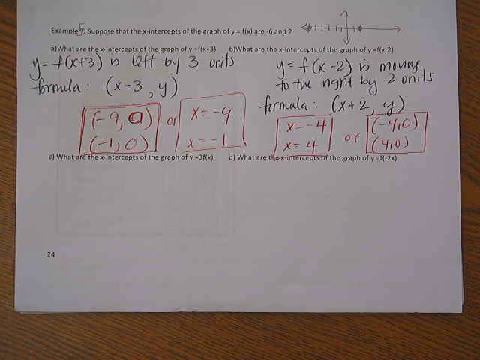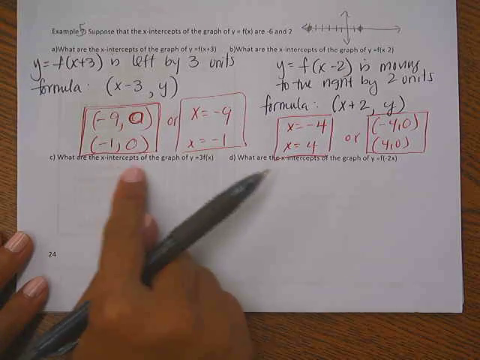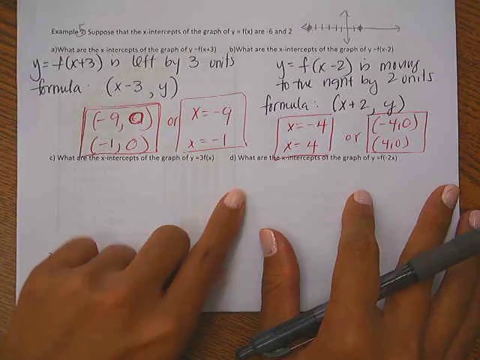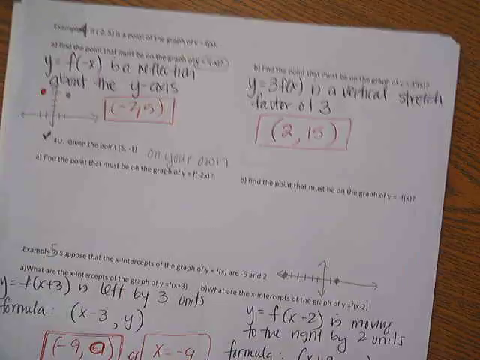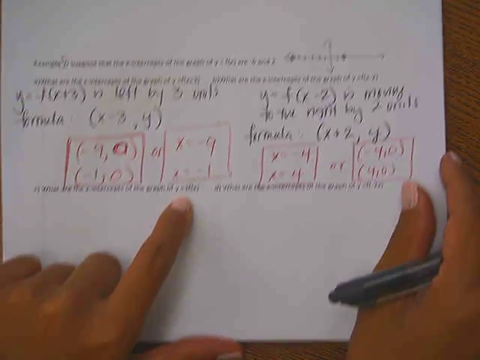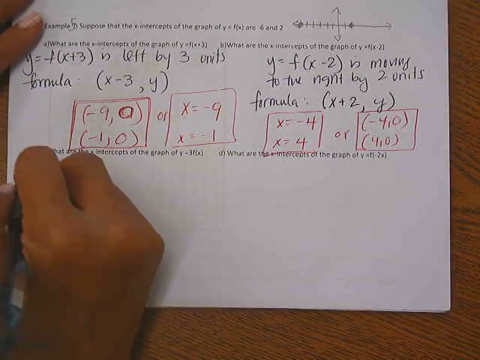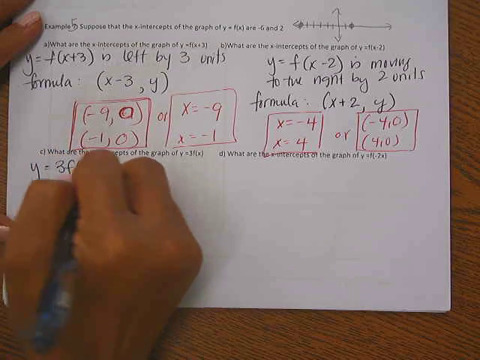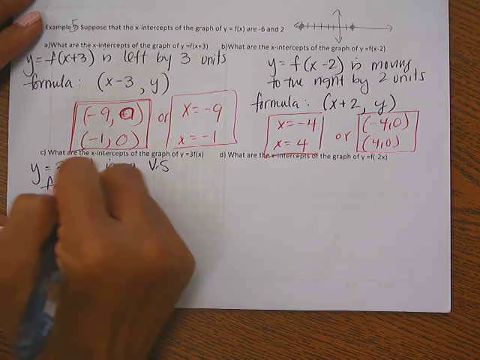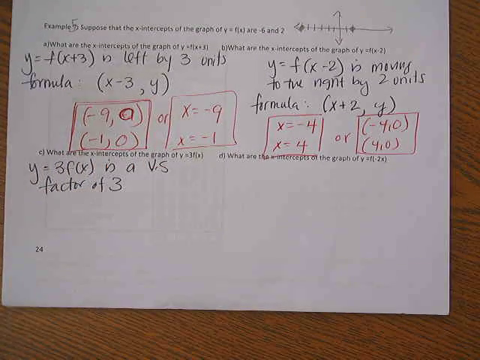And again, if I'm going too fast, you would definitely need to hit pause, okay? And so you can finish writing. What are the x-intercepts now if I am doing y equals 3 times f of x? Okay. Remember, we've seen this before. Y equals 3 times f of x is this transformation. Okay. Let's spell it out anyway, so it stays in your head. Y equals 3 times f of x is a vertical stretch factor of 3.